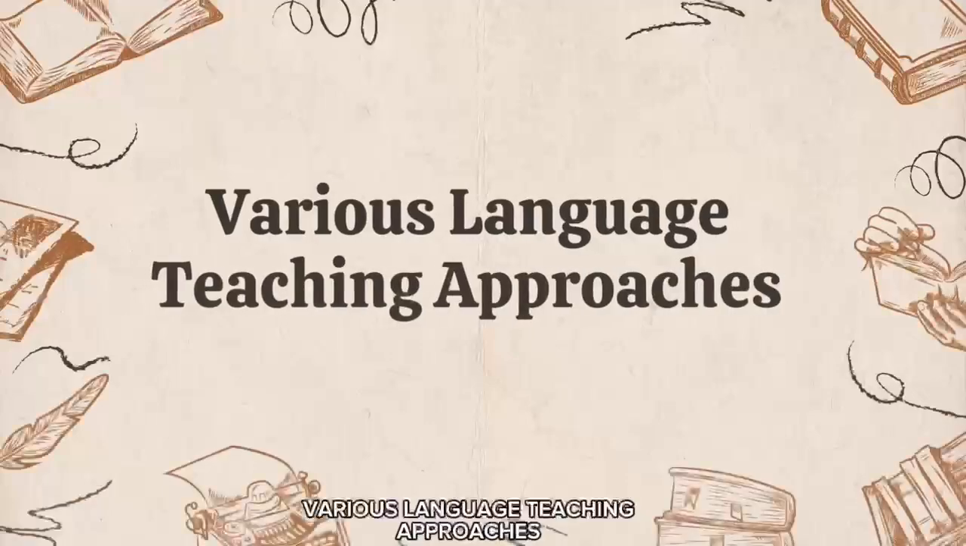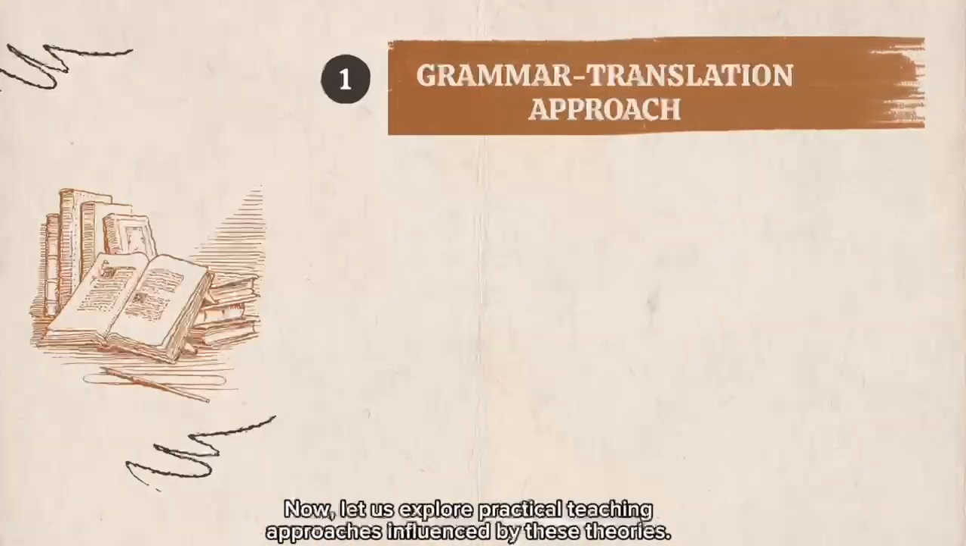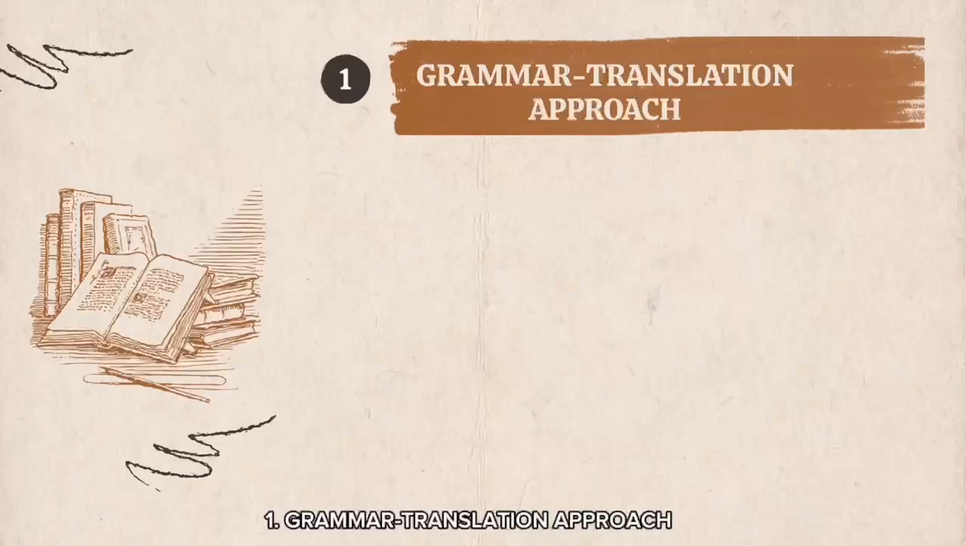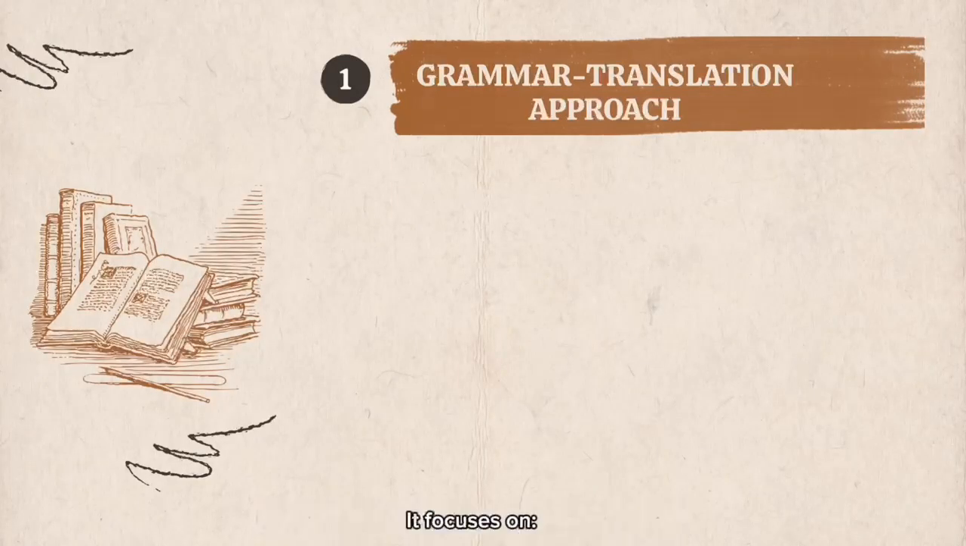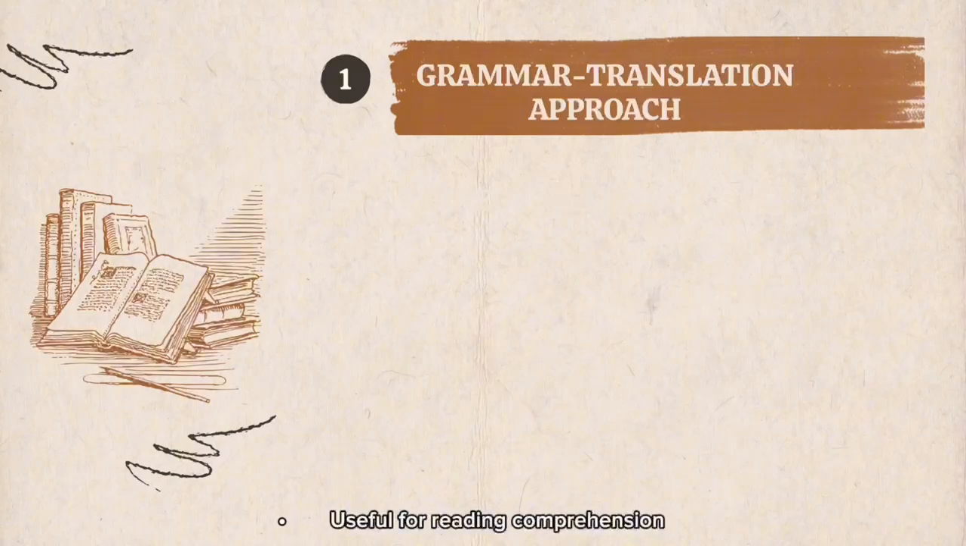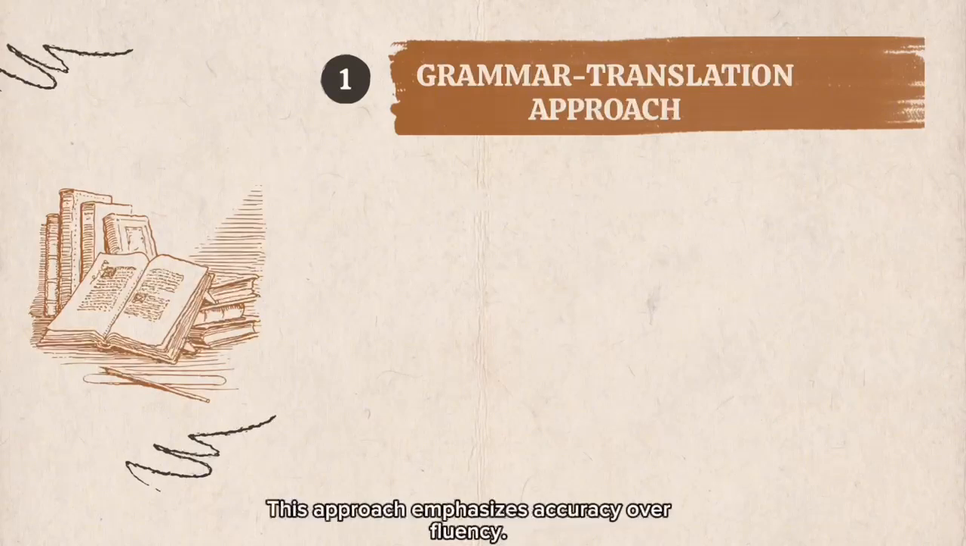Various language teaching approaches. Now let us explore practical teaching approaches influenced by these theories. 1. Grammar translation approach. The grammar translation approach is one of the oldest methods of language teaching. It focuses on explicit grammar instruction, vocabulary memorization, and translation exercises. Strengths: systematic grammar explanation, useful for reading comprehension. Weaknesses: limited speaking practice. Minimal communicative focus. This approach emphasizes accuracy over fluency.